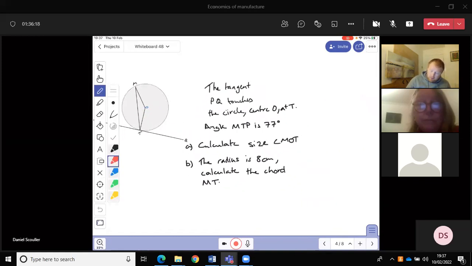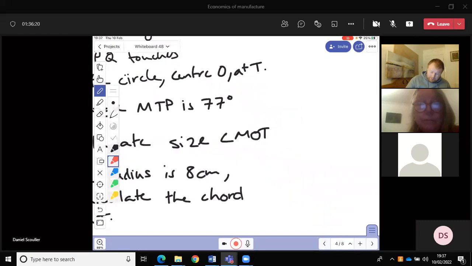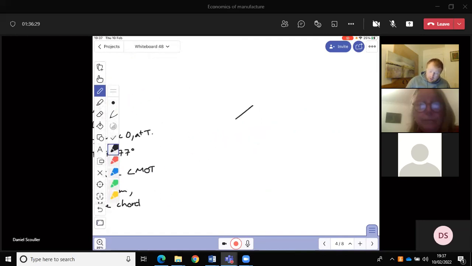Okay, a wee symbol, that I've tried to do there. Now that wee symbol is just like a wee open triangle, like that. And that just means angle, and then there'll be three letters after it. In this case, MOT. M again is the point at which you start. You then go to O. That's where your angle will actually be, and then you finish at T.